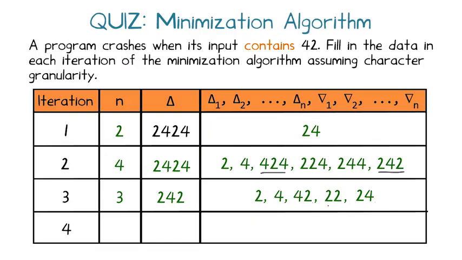Either way, the only failing test case would be 42, which we take delta to be next. We also decrement n to n equals 2. Finally, partitioning 42 into two parts gives us delta 1 equals nabla 2 equals 4 and delta 2 equals nabla 1 equals 2. None of these test cases fails, and we observe that n equals the size of delta. Therefore, our algorithm terminates and returns delta equals 42 as the minimized failing test case.